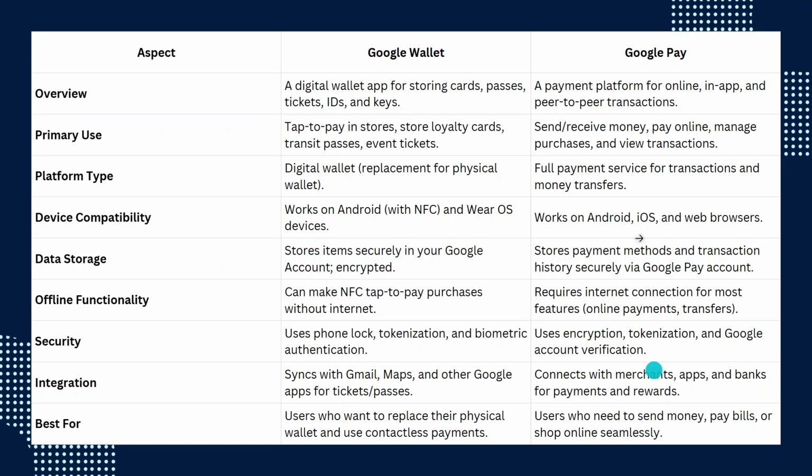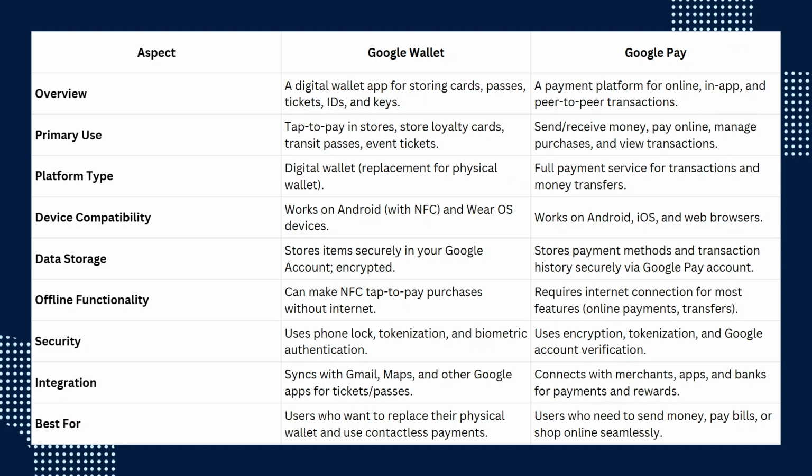Let's start by looking at what each app essentially is. Google Wallet is a digital wallet application that allows you to store payment cards, loyalty cards, tickets, IDs, and more. It enables you to use your phone for contactless payments, essentially acting as a digital alternative to a physical wallet. On the other hand, Google Pay is more of a comprehensive payment service. It is designed for making online and in-app purchases, sending and receiving money, and managing stored payment methods.